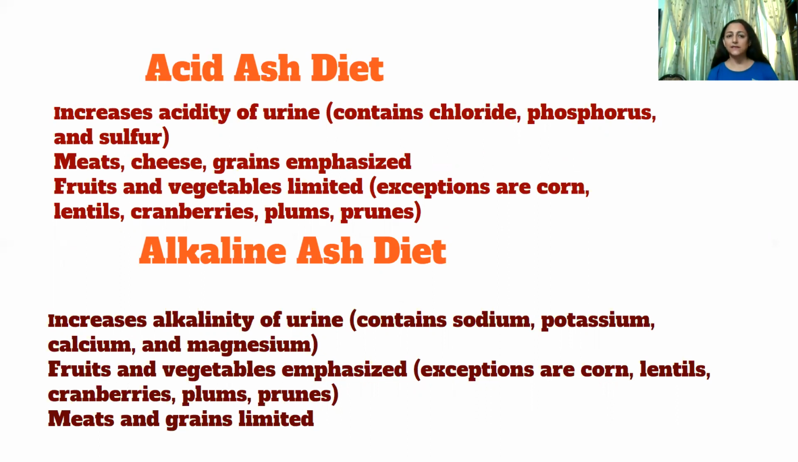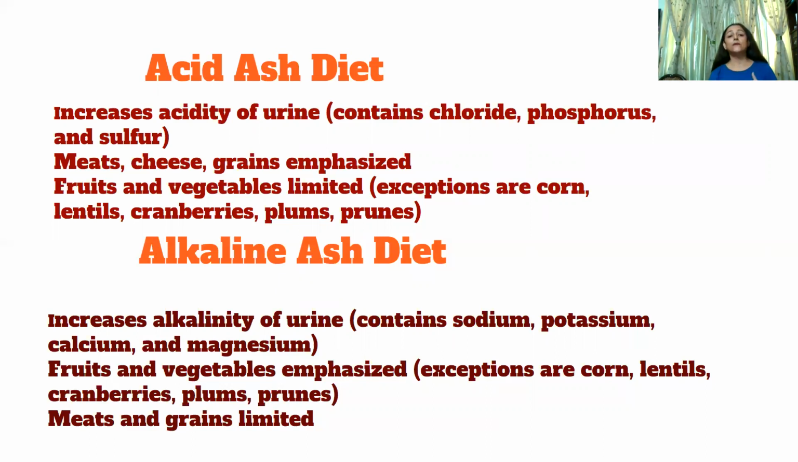Now let us look at what an acid ash diet is. It increases acidity of the urine. It will contain chloride, phosphorus and sulfur. Here we suggest giving meats, cheese, and grains, which are to be emphasized, and we have to restrict fruits and vegetables, giving them in a limited amount because they have alkaline ash. The exceptions are corn, lentil, cranberries, plums, and prunes, which can be given in an acid ash diet.